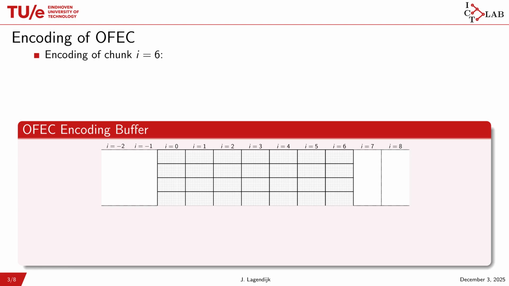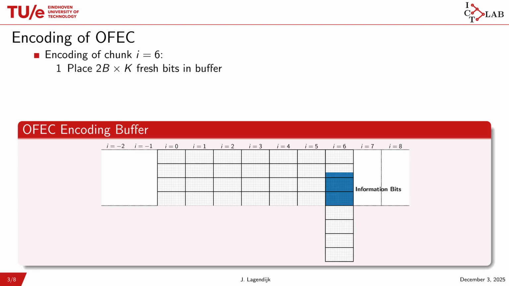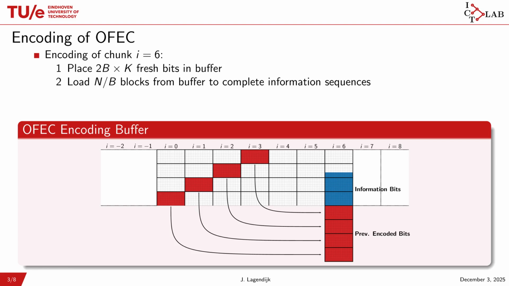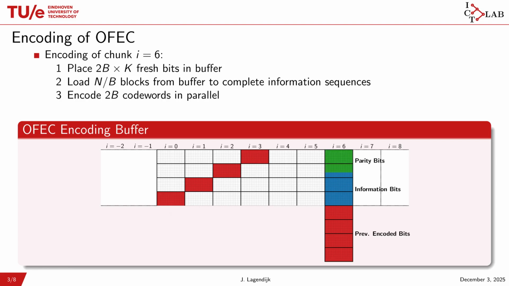Here we're going to encode chunk i equal to 6. We assume that all chunks before i equal to 6 have already been encoded and are fully there. First, we get some fresh information bits, marked in blue here, and we first obtain the bottom half of the extended BCH code word, which consists of previously encoded bits. You do this in this staircase pattern, where you load them, apply an interleaver, and put them below. Then we apply extended BCH encoding, which adds the parity bits.